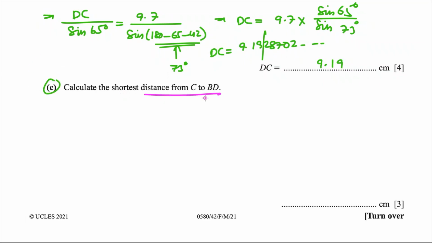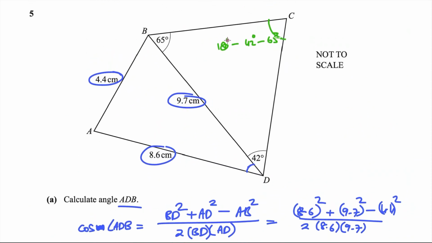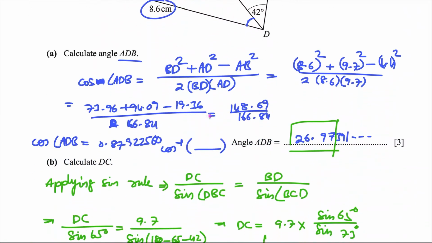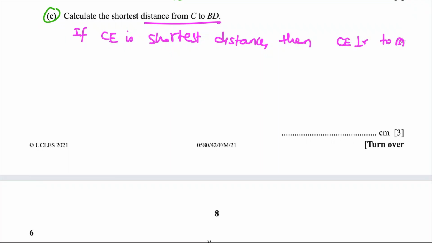And C part. So calculate the shortest distance from C to B. Shortest distance. And in every case, what is the shortest distance? The shortest distance from a point to a line would be the perpendicular distance, right? So if this is E, then what can I say? CE is perpendicular to BD. So if CE is the shortest distance, then CE is perpendicular to BD. That is the required point.